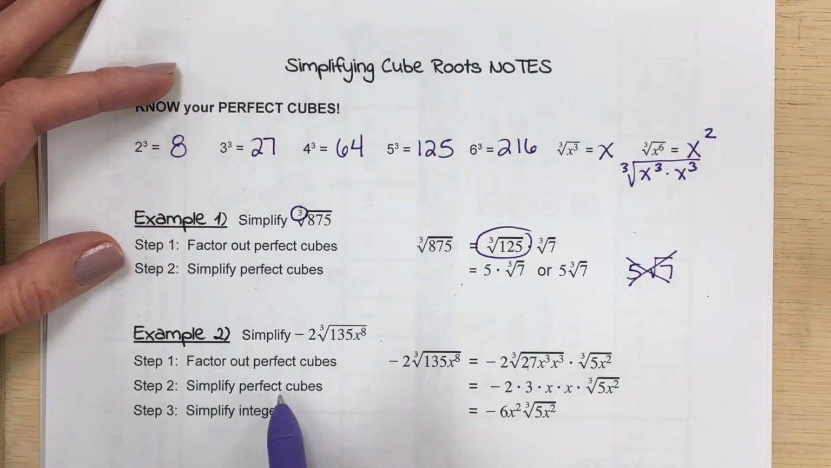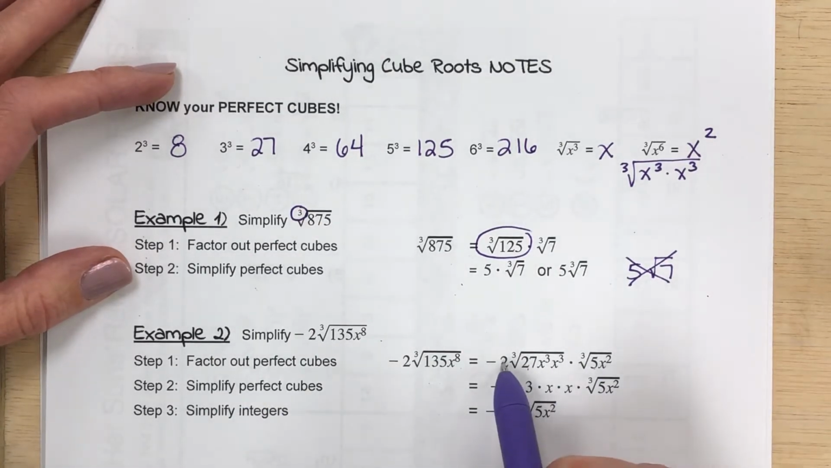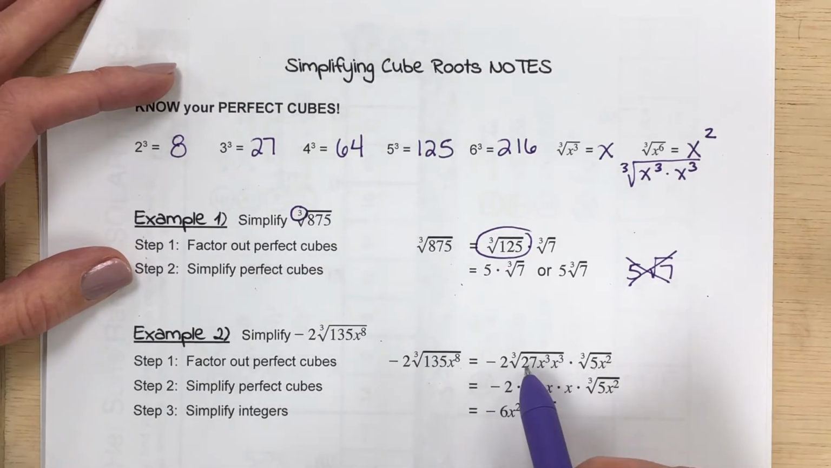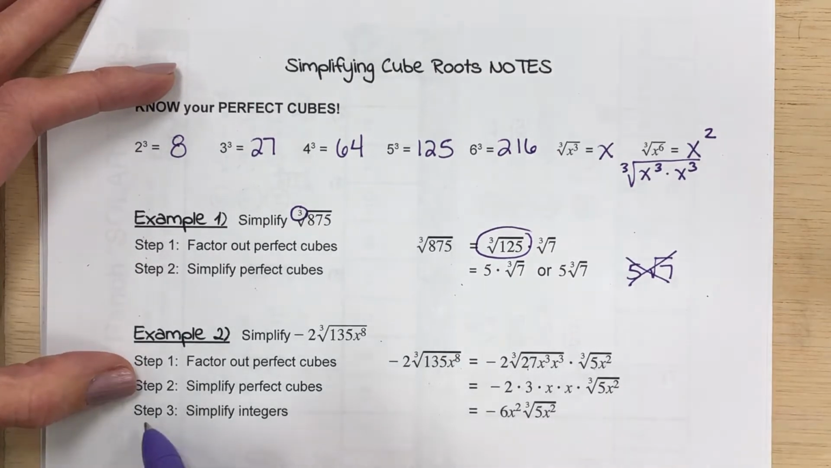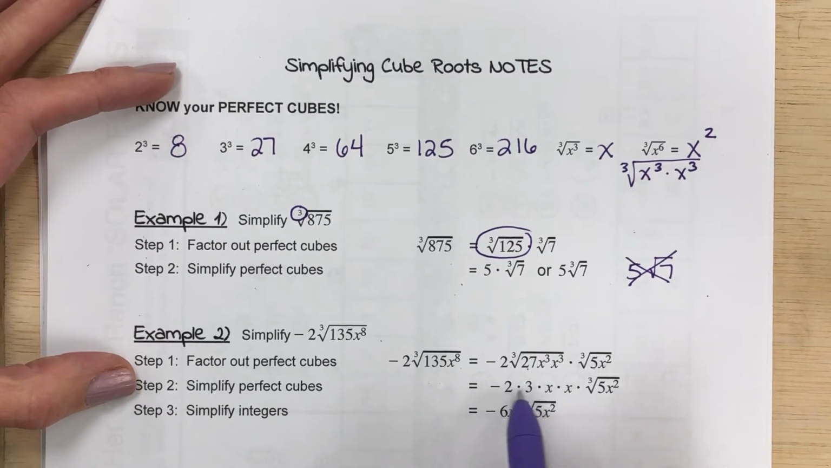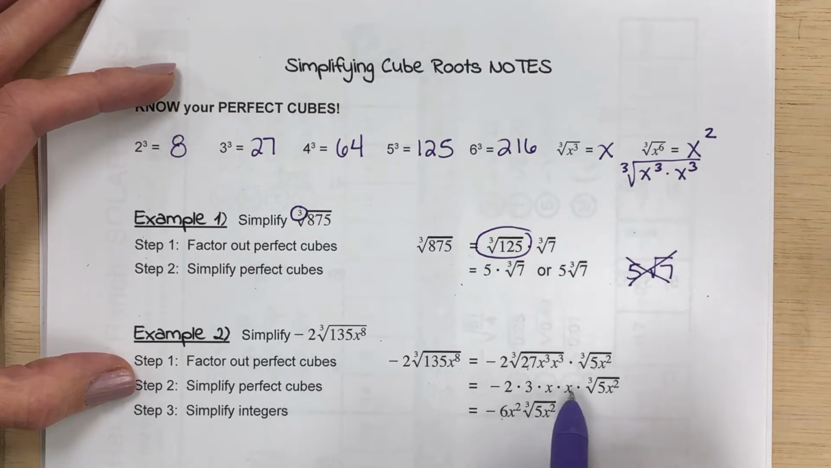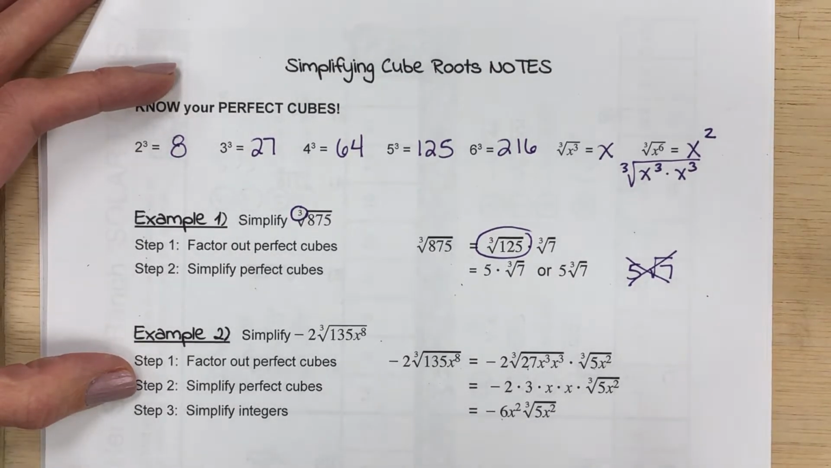Step 2, I'm going to simplify my perfect cube part. This -2 remains the same, so be careful to not forget about that part. The cubed root of 27 is 3. The cubed root of x to the third is x. The cubed root of x to the third is x. And then here's my leftover part that can't be simplified at all. And then step 3, if you need to, just simplify all of the integers and variables that you have. -2 times 3 is -6. x times x is x squared. And then my leftover part is still the leftover part.